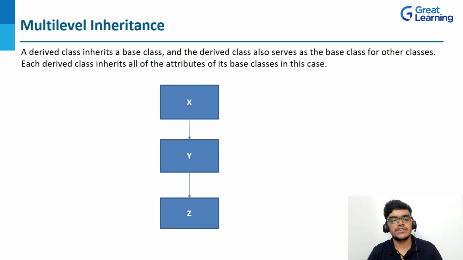So let's jump into the definition here. A derived class inherits a base class, and the derived class also serves as the base class for other classes, right? Each derived class inherits all of the attributes of its base class in this case. So here if you see x and y, x is the base class for y. Similarly, talking about z, z can acquire the properties of x as well as y. So let's see the coding example.